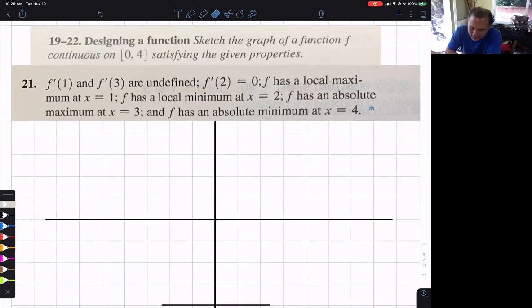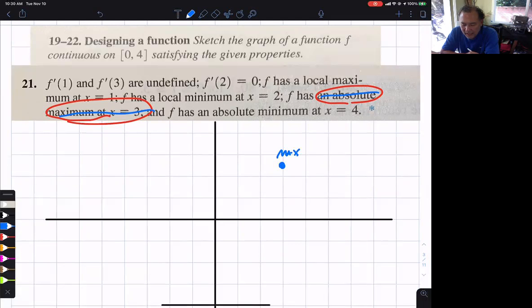Okay, I have an absolute maximum at 3. So I'm going to put a point really high at 3 up here. So that takes care of that. That must be my absolute max. No point can be higher than that. I have an absolute minimum at 4, so I'm going to put a point down here. That's got to be my smallest point on my graph. You can put yours lower. I don't care where you put it. But that's got to be the lowest point.